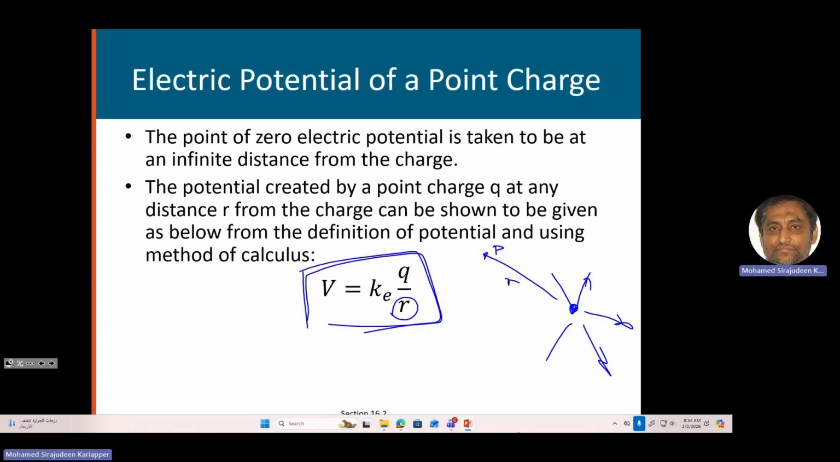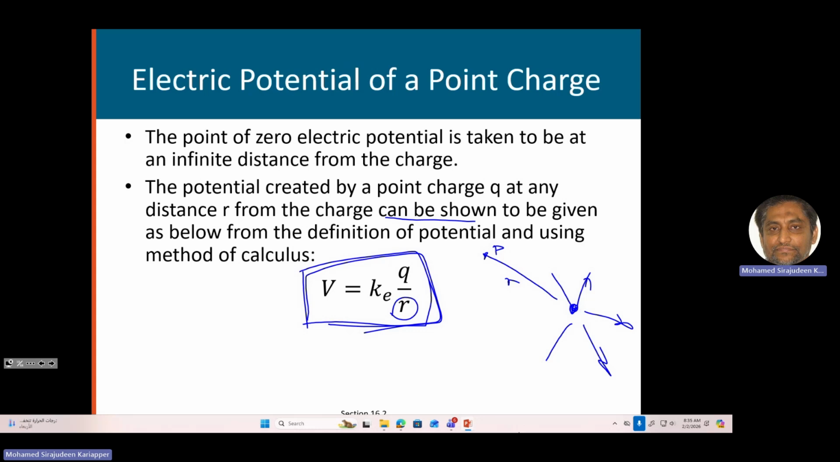The potential created by a charge Q at any distance r from the charge can be shown. You don't need to worry how it is shown, because it involves some calculus, integration, and from the definition of the potential energy and using methods of calculus, we arrive at this equation. So another equation for you to know. Memorize if possible, but don't worry if you forget it because it will be in the formula sheet.